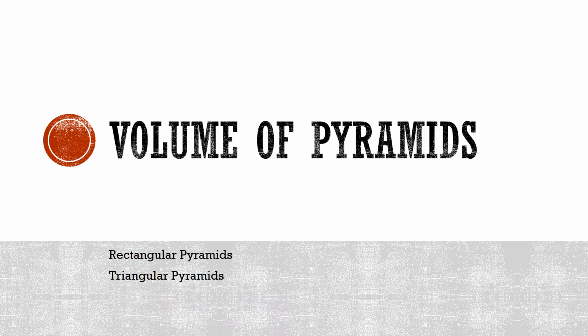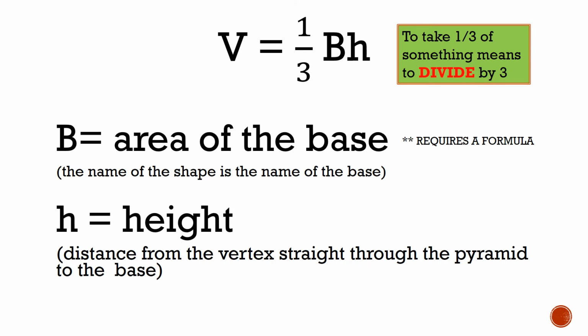Now we're going to go to pyramids. Remember, we have two types of pyramids, rectangular pyramids and triangular pyramids. So pyramids are different. Remember, for pyramids, volume equals 1/3 the area of the base times the height. A pyramid is a third of a prism.